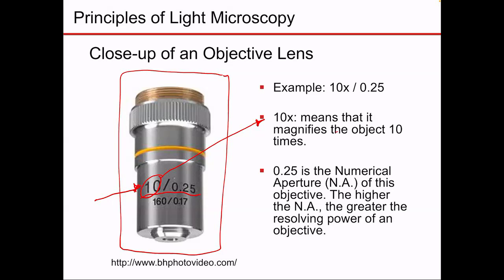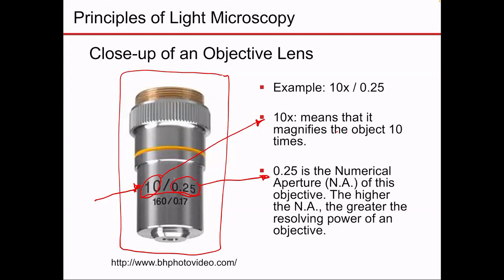Then this number right here is the numerical aperture. The higher the numerical aperture, the better the resolving power of that objective lens. What is the numerical aperture? It is basically the ability of the lens to gather light and to resolve fine specimen details.